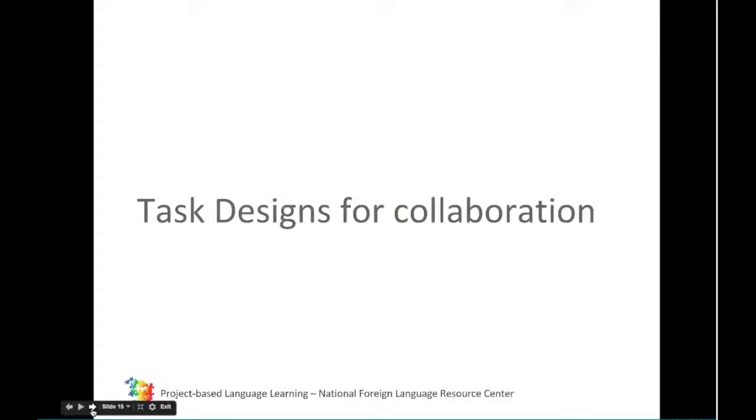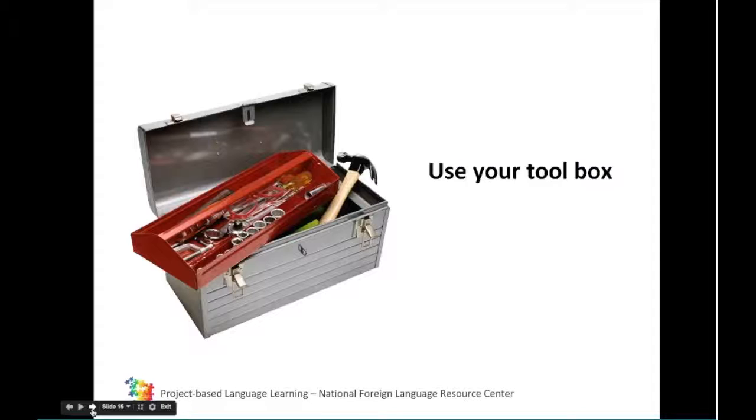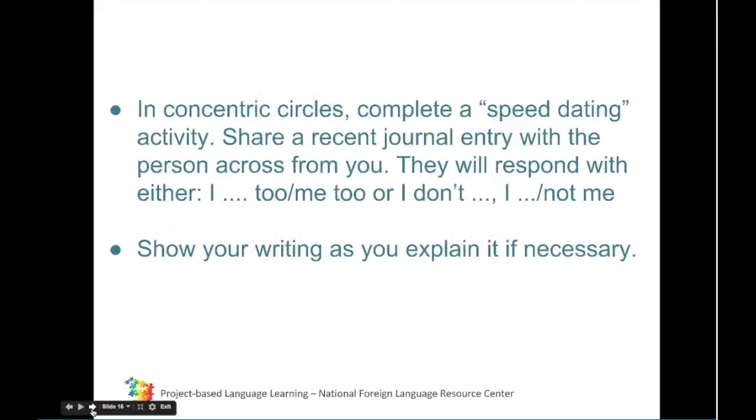Now that we have a better understanding of tasks, let's discuss task designs for collaboration. This is happening in your classroom. Students are collaborating with language, and I don't want you to forget what's in your toolbox. So I'm just going to share some examples of what that looks like.